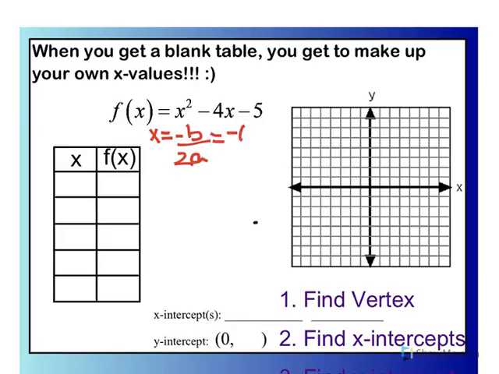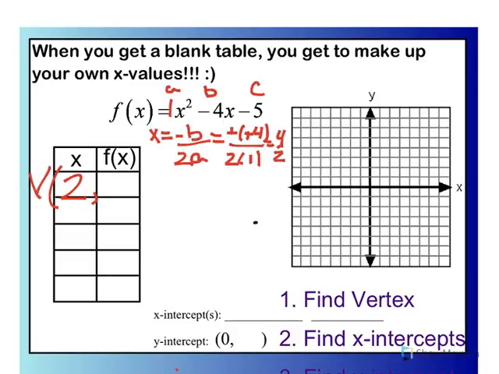We have a negative, but then I'm subbing in a -4 over 2 times 1. Make sure you see that the 1 is the a, the -4 is the b, the -5 is the c. We're not using the -5 because the c is not needed for this part of the formula. So a negative times a negative makes a +4. 4 over 2 equals 2. So the very first point that I'm finding is where x is 2. This is my vertex. This is a crucial, important point that we find.